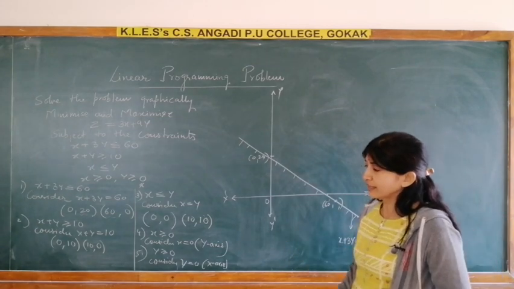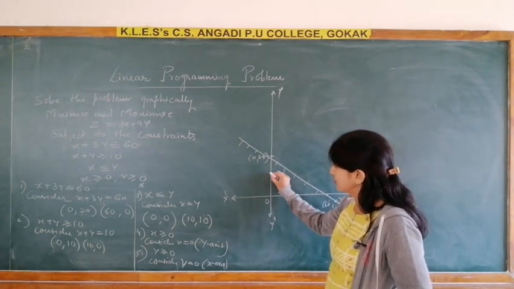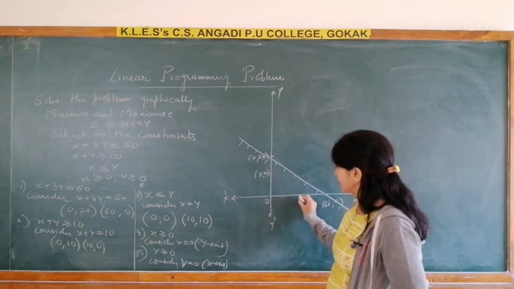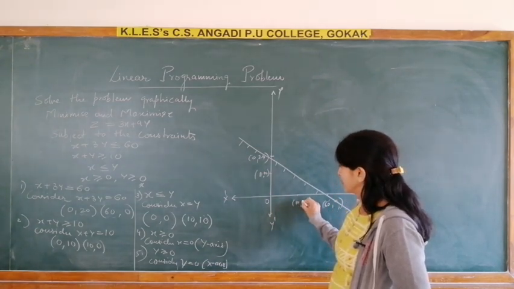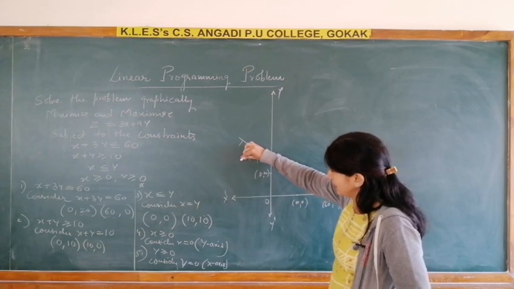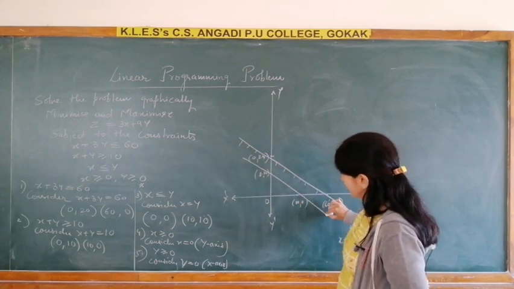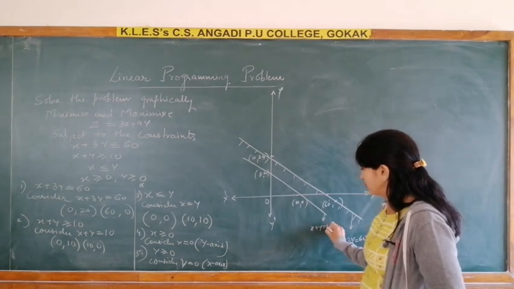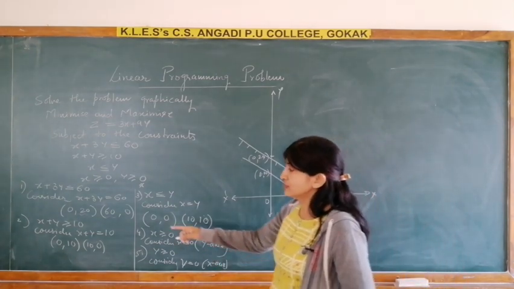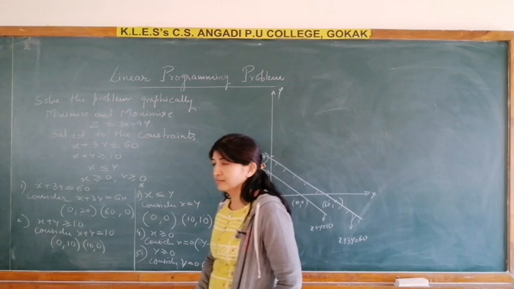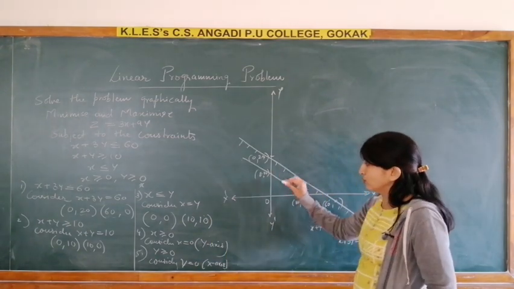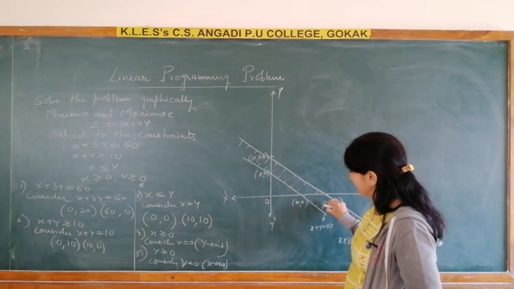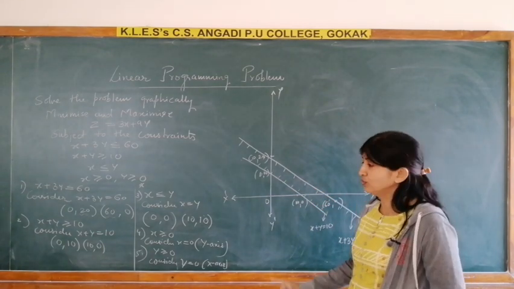Now, come to the second point, 0 comma 10 and 10 comma 0. So, the line is the equation x plus y is equal to 10. 0 plus 0, 0 is greater than 10? Is 0 greater than 10? No. So, the shading is towards the opposite side. This is opposite to the origin.